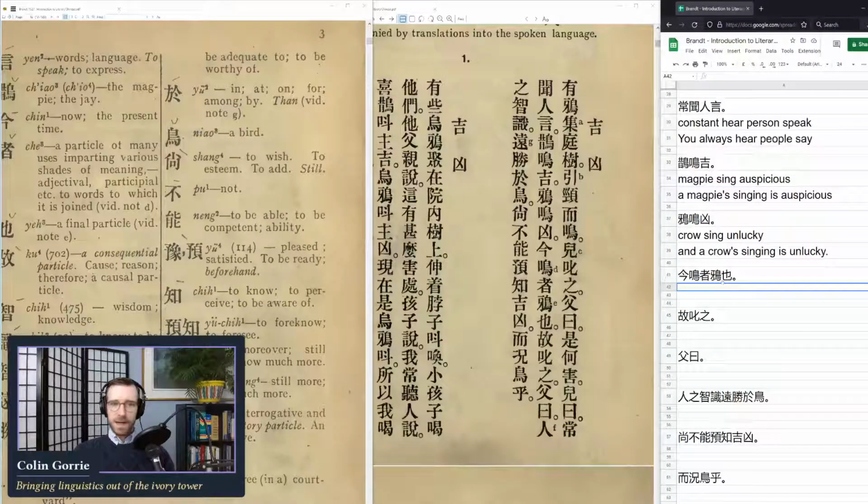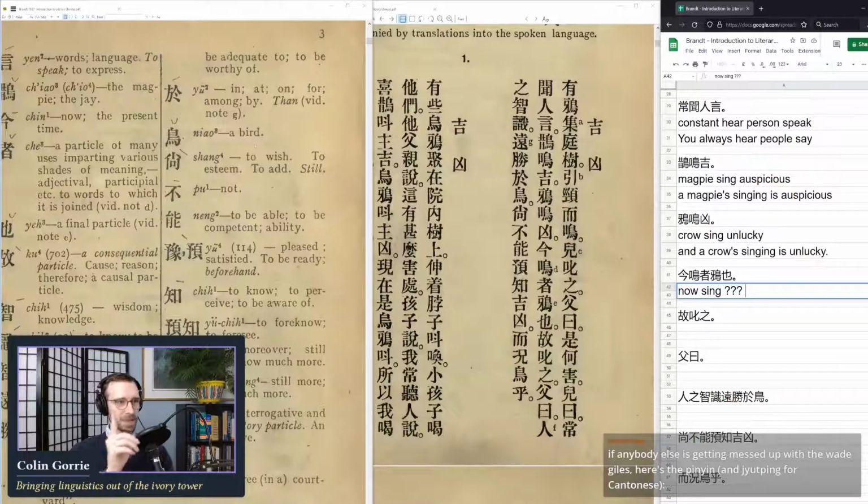Now we have another sentence with some new characters in it. So Jin, I believe, is what we have here. Yes, now. Jin. Now, sing. And then we have a particle of many uses. Always love to learn that there's a particle of many uses. It's always going to make our lives so much fun as we're translating. So let's just leave that for now. We will, because we have a note.